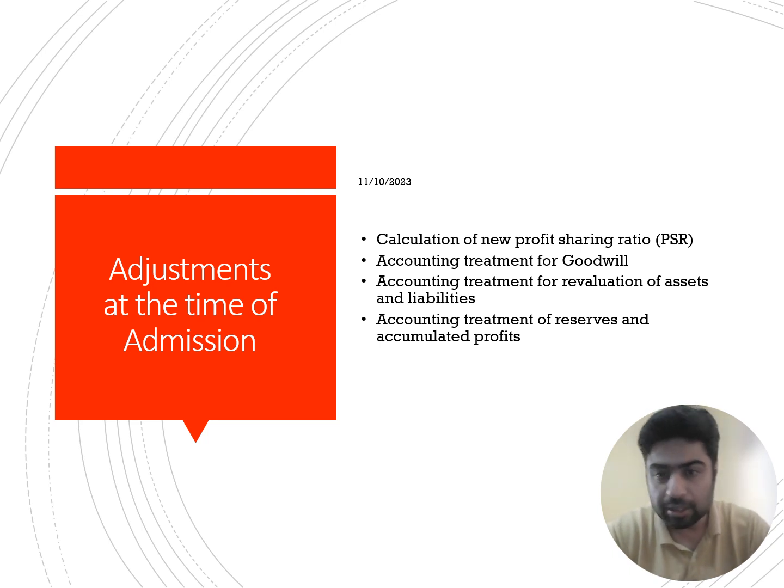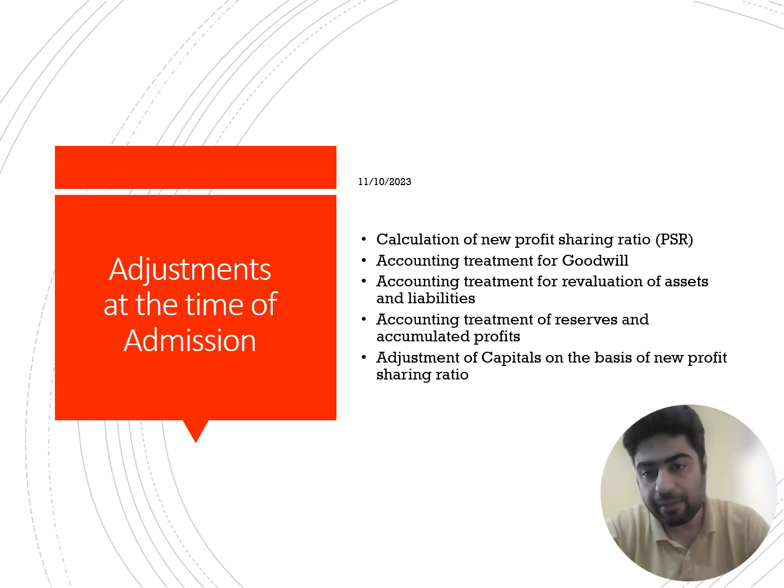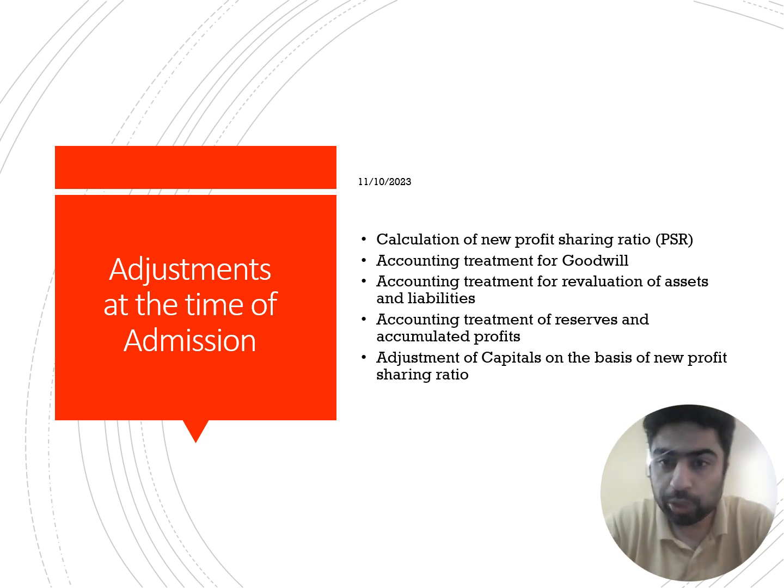मतलब आप सबकी अंडरस्टैंडिंग इनमें होनी चाहिए कि आपने गुडविल को कैसे ट्रीट करना है, एसेट्स एंड लायबिलिटीज का रीवैल्यूएशन कैसे होगा, उसका रीवैल्यूएशन अकाउंट कैसे बनेगा, रिजर्व्स एंड एक्यूमुलेटेड प्रॉफिट्स की ट्रीटमेंट क्या होती है, and then lastly we have adjustment of capitals. So in adjustment of capitals there are two-three concepts, two methods. We'll discuss that, but not in this video. I'll be preparing more videos with respect to all these topics. Today we will only discuss the calculation of the new PSR.